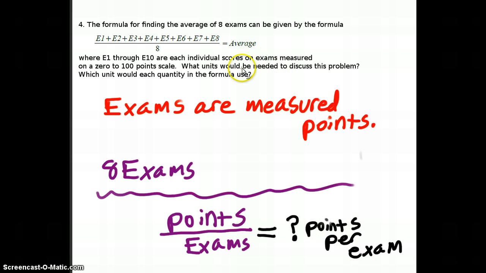So in terms of what units would be needed, we need to talk about the units of exams and the units of points, and which unit each quantity in the formula would use. Remember, these numerators up here would be measured in points. This 8 would be 8 exams, for a total average unit of points per exam.